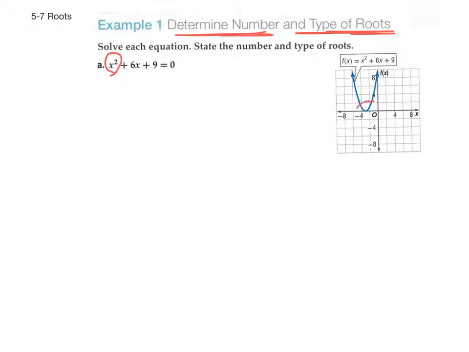Real roots are ones that cross the x-axis. So if you look at this graph, it crosses the x-axis. So we know we have at least one real root. We could have more than that. If it doesn't, we could have imaginary.